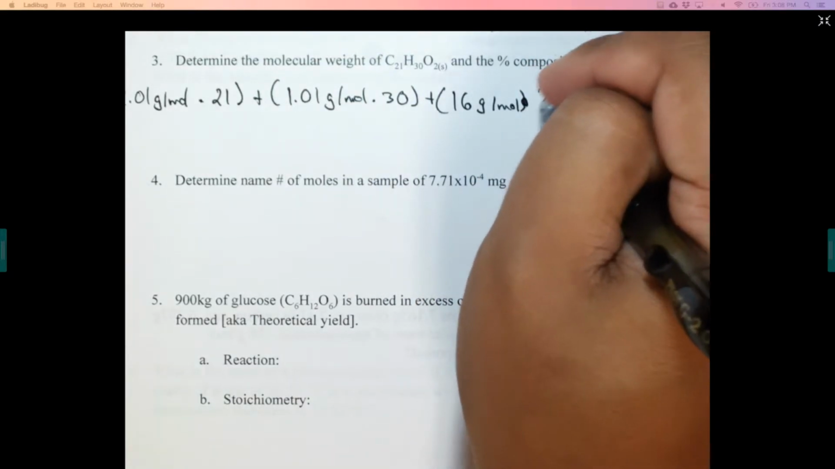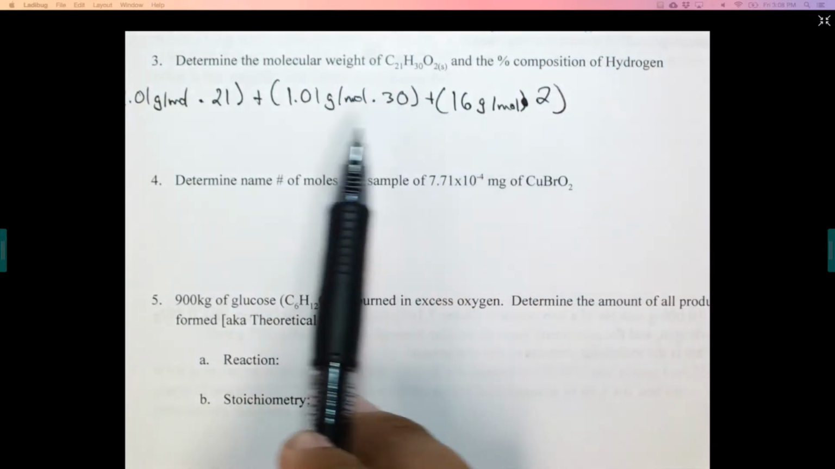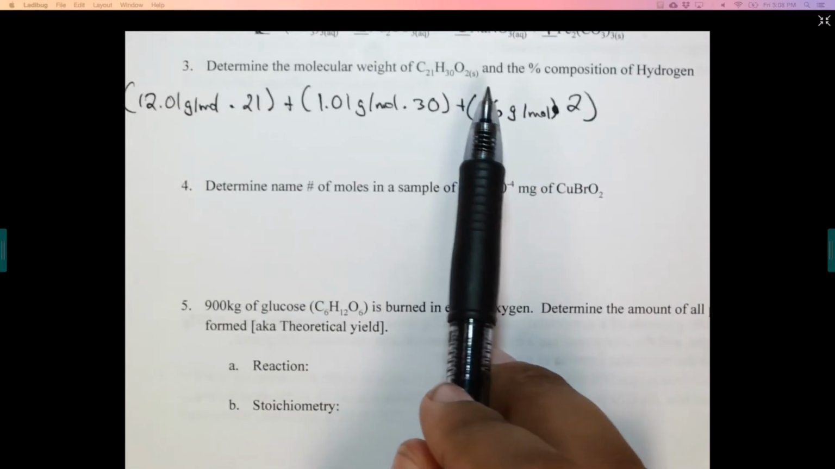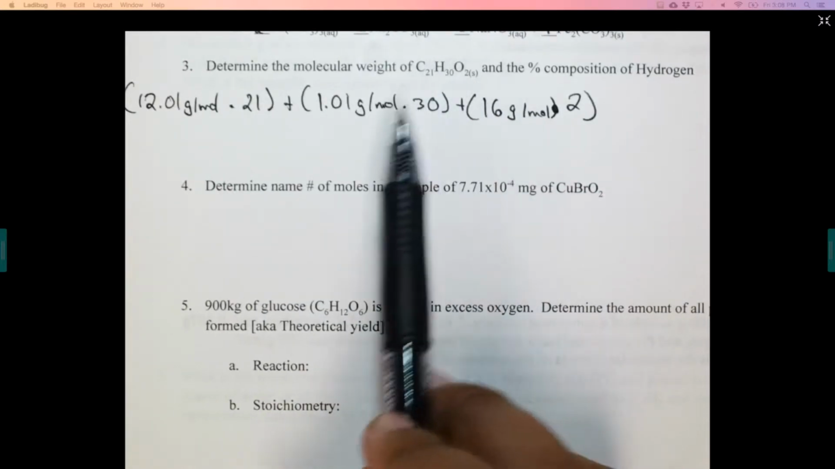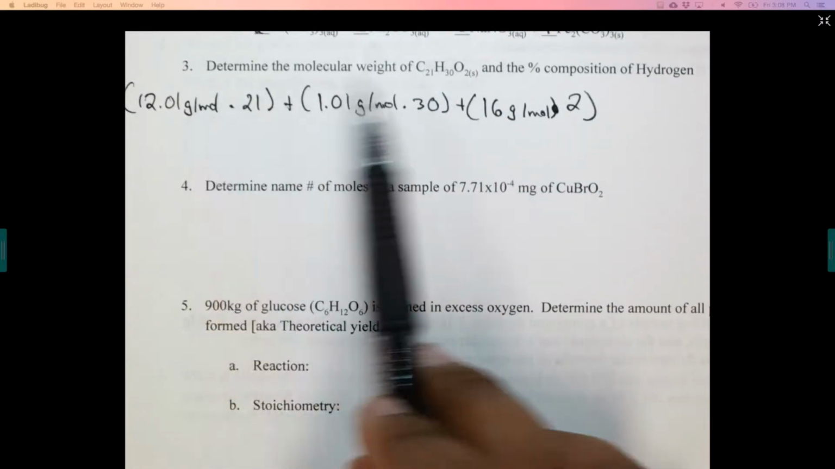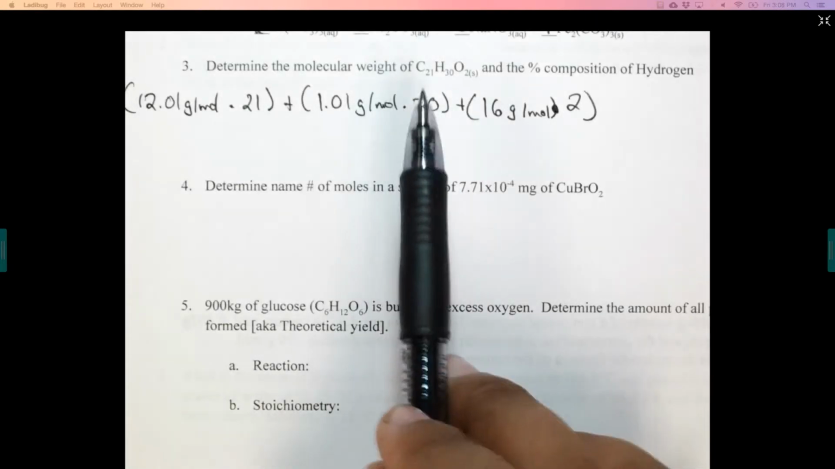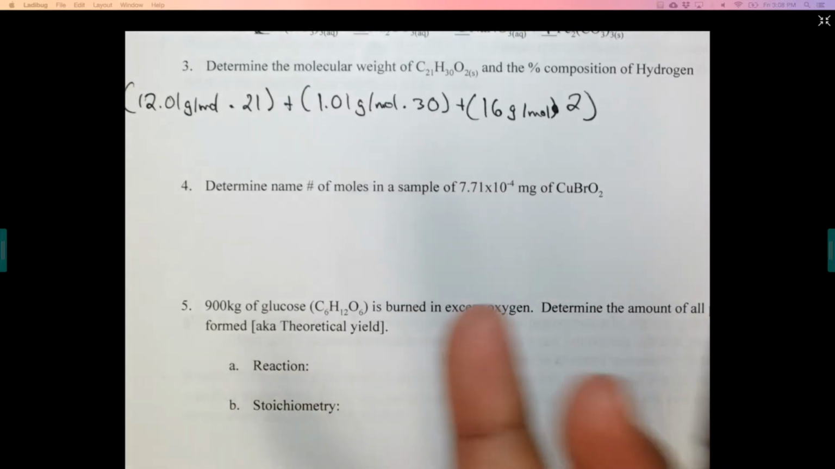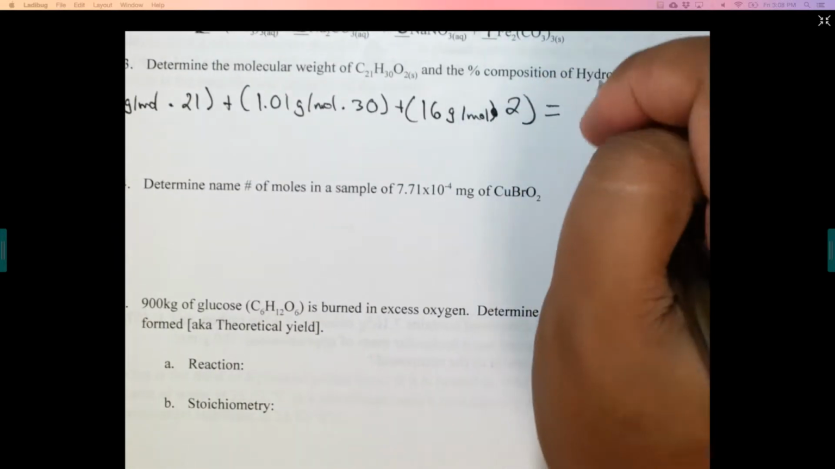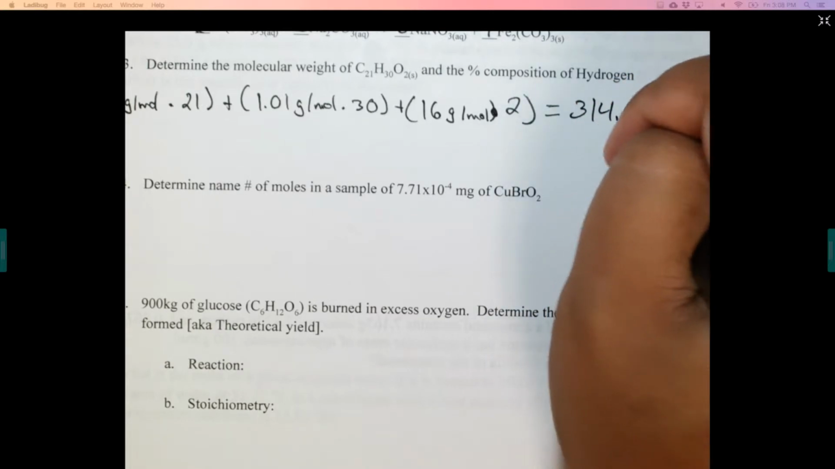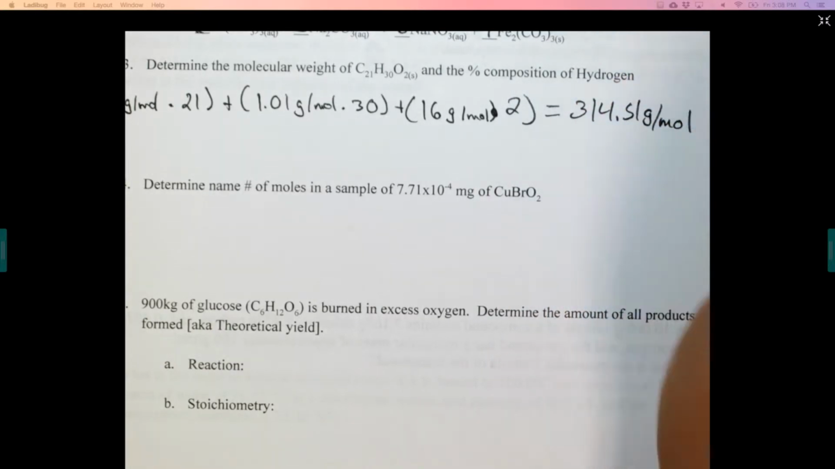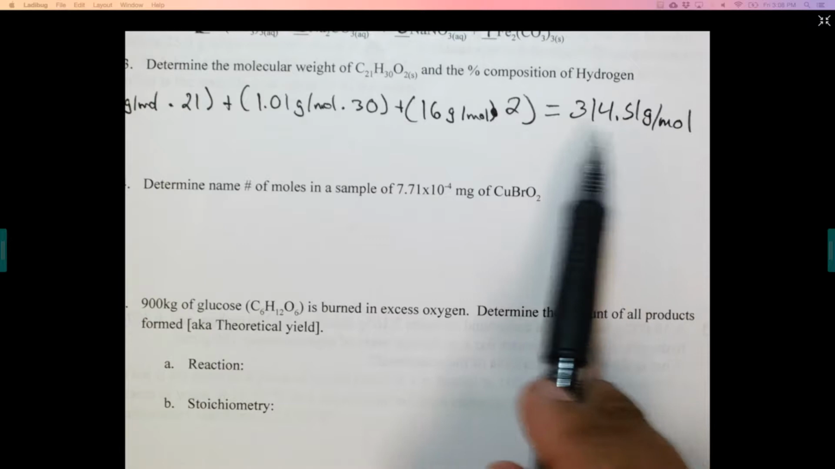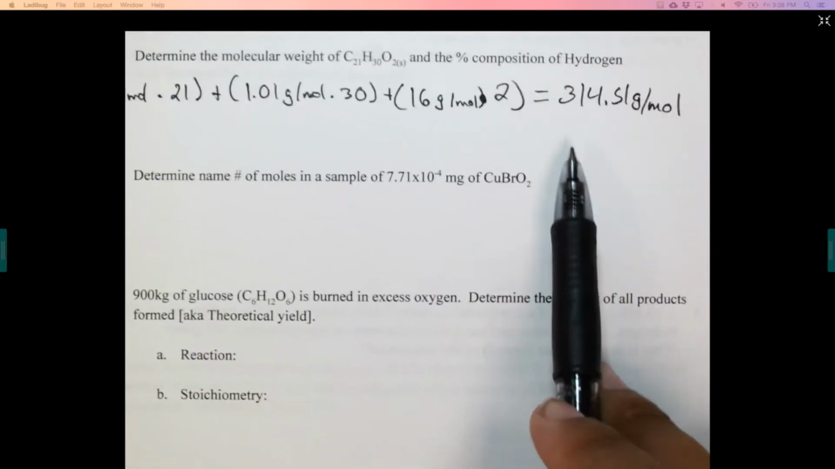times 2. Now, where did I get these numbers from? All of these numbers came from the subscripts, right? I needed to multiply these numbers because they impact the overall mass in our entire compound. Now, if we do that math, we get 314.51 grams per mole, and that is the molecular weight. This is what we're looking for.